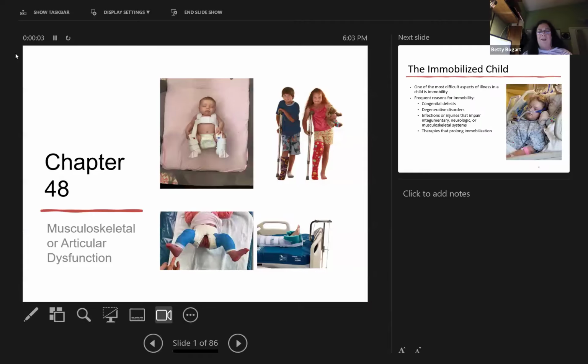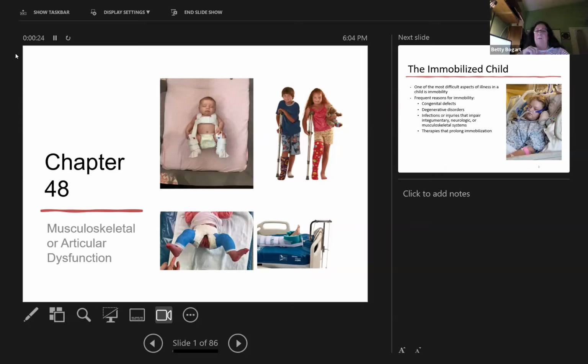So first of all, let's look at the pictures on the first slide. It tells a lot of stories and a lot of concepts you need to know on this chapter. The top left is a little baby that the hip isn't in the socket, called developmental hip dysplasia. You find it at birth, and that's a Pavlik harness, okay?